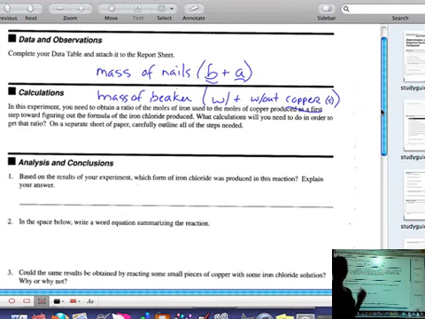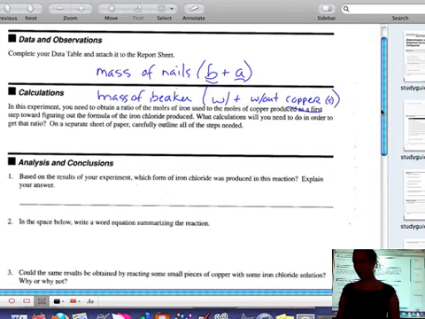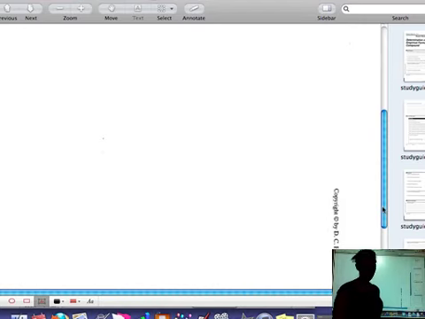So the calculations are asking us, in the experiment, you need to obtain a ratio of the moles of iron to the moles of copper. That's how you figure out the formula of iron chloride that's used. So what calculations are you going to need to do in order to get the ratio? Do it on a separate piece of paper. I'm going to write it out right here, hopefully not too messy. We're trying to figure out the moles of iron to the moles of copper.